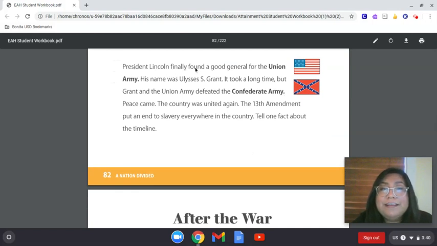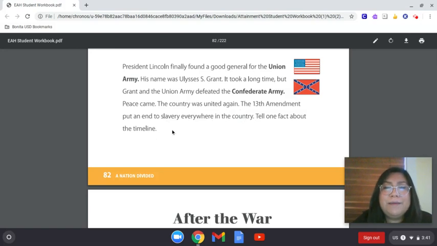President Lincoln finally found a good general for the Union Army. His name was Ulysses S. Grant. It took a long time, but Grant and the Union Army defeated the Confederate Army. Peace came. The country was united again. The 13th Amendment put an end to slavery everywhere in the country.